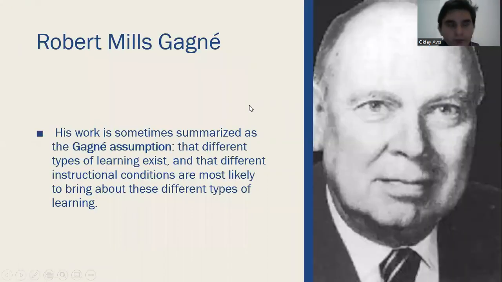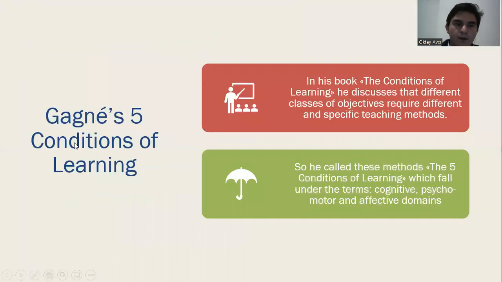You can summarize his work by saying that Gagné's assumption is basically, let's say you want to teach a kid or anyone how to play the violin, right? The way that you teach that person how to play violin is going to be different than how you teach them algebra. So that's what Gagné is trying to say, which basically means that for each and every different objective, you need different and specific sets of education techniques. That's what he called these specific and different methods of teaching.